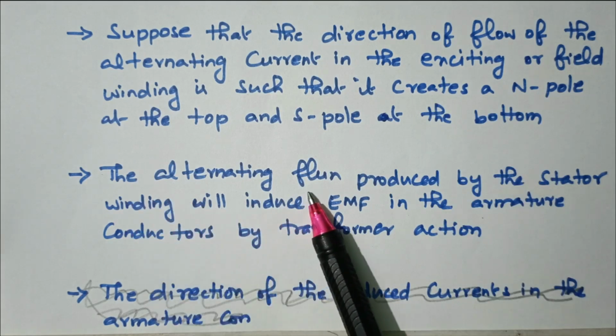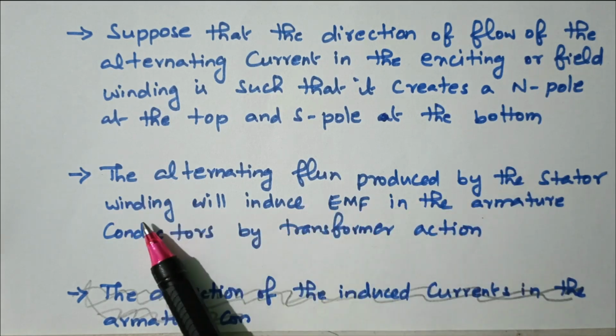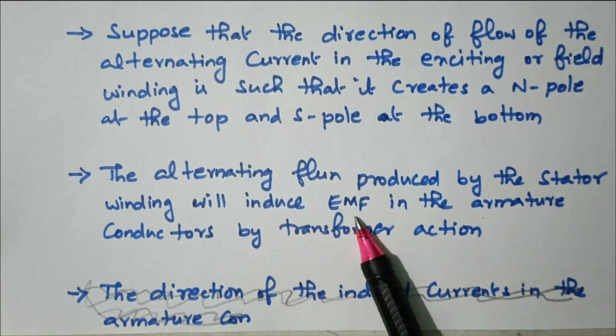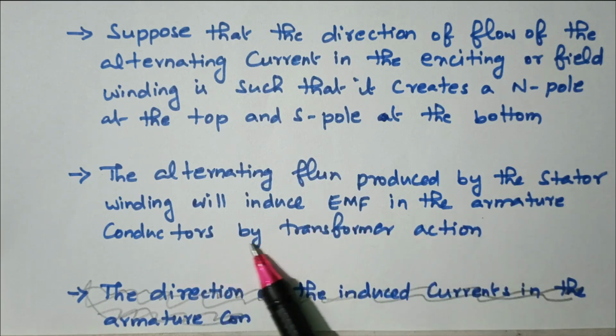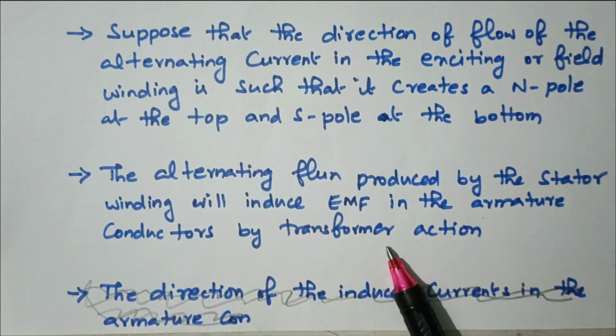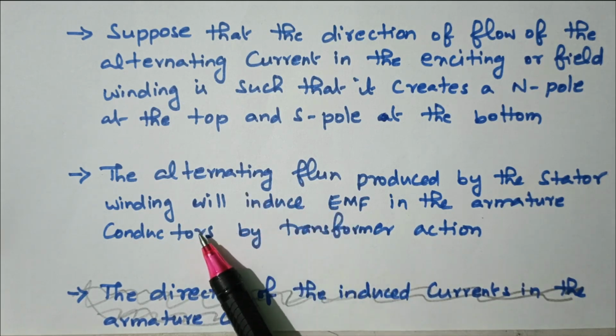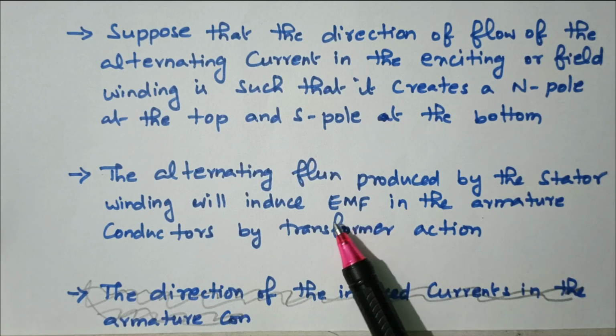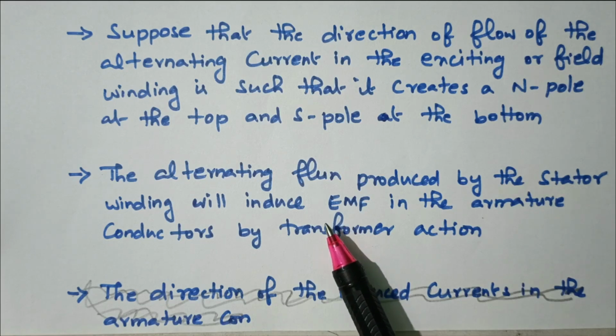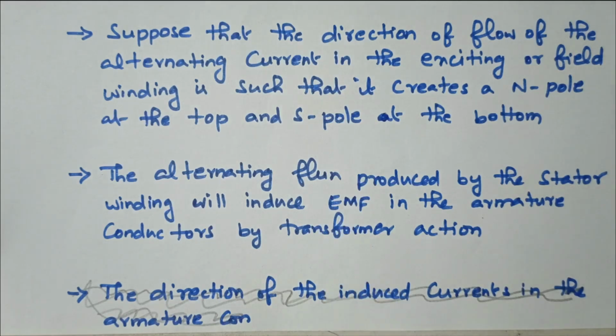The alternating flux produced by the stator winding will induce the EMF in the armature conductor by transformer action. Right. So this alternating flux will induce the EMF in the armature. Only when the brushes are in the vertical position, the EMF is induced. In the horizontal position, EMF is not induced. That we refer in diagram A and diagram B. Now we'll go to the next description.